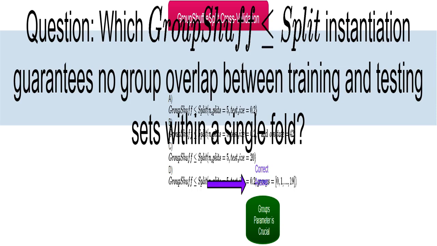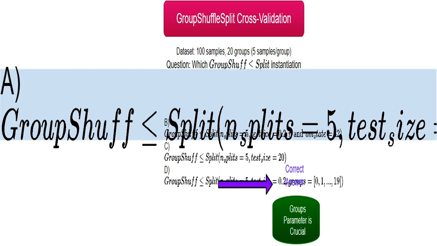The challenge is to figure out how to set up our GroupShuffleSplit tool. We need to choose the right settings so it splits our data correctly, making sure no group is used in both the training and testing parts of the experiment simultaneously. This attempt to set up GroupShuffleSplit is missing a key ingredient: the groups parameter. It's like trying to bake a cake without flour. It just won't work. Without specifying the groups, the tool won't know to keep them separate.